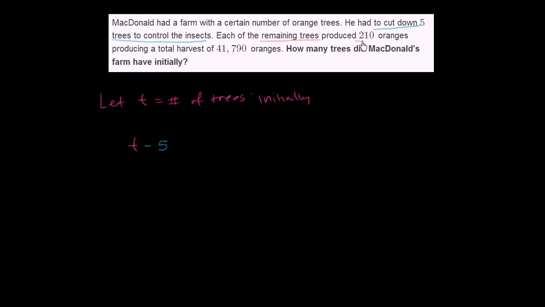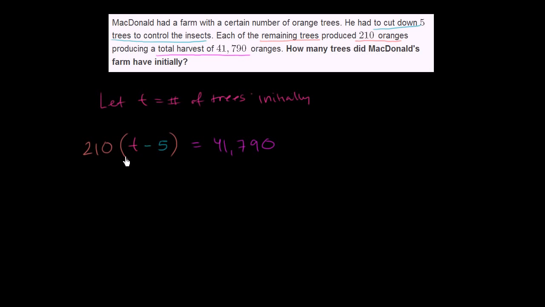Now they tell us that each of the remaining trees, and we know there are T minus 5 remaining trees, produced 210 oranges. So each of these T minus 5 trees are going to produce 210 oranges. This is the number of trees times the oranges per tree, so this is the total number of oranges produced after cutting the 5 trees. And then they tell us that this ends up being a total harvest of 41,790. So this is equal to 41,790.